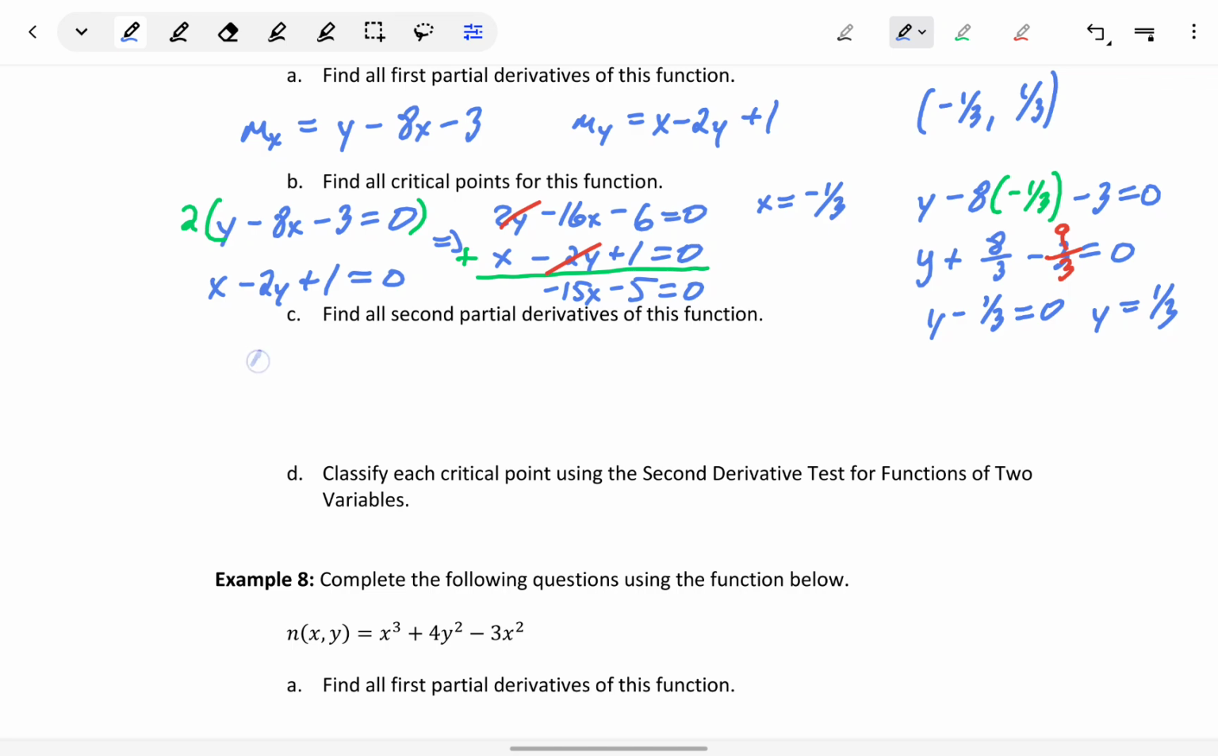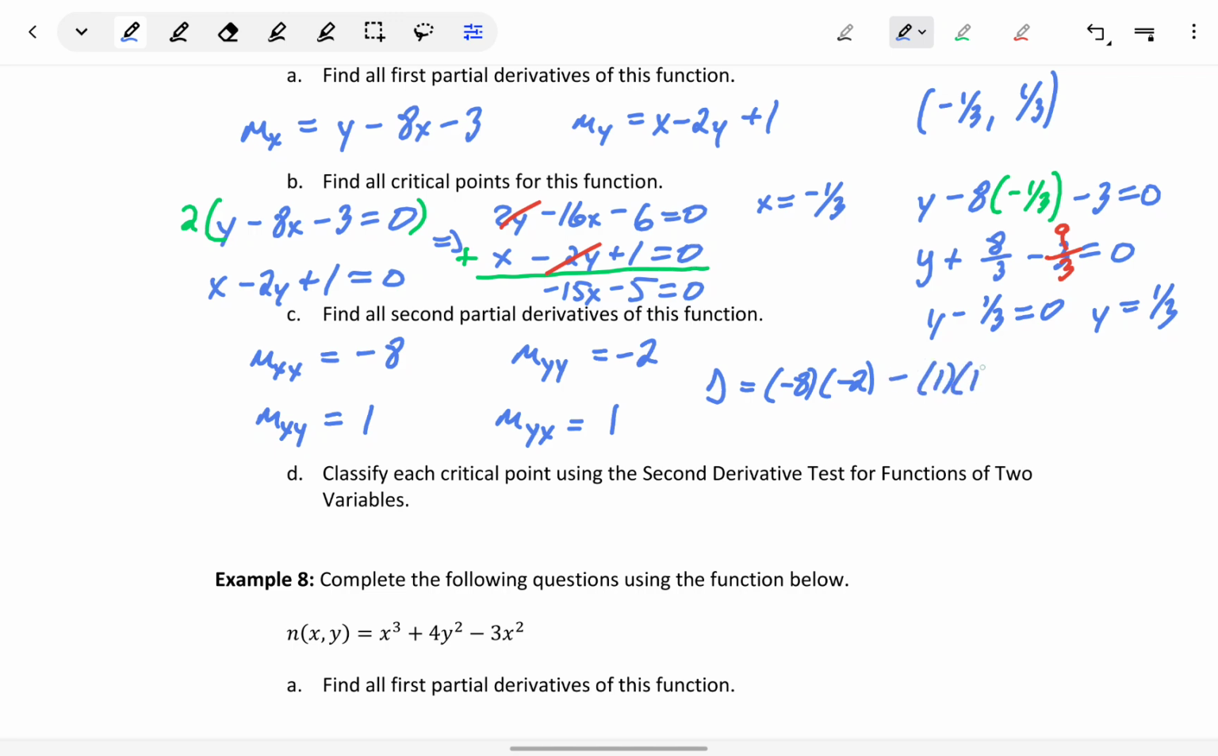First, we'll find each of the second derivatives. m sub xx will be negative 8, m sub xy will be 1, m sub yy will be negative 2, and m sub yx will be 1, meaning d will be equal to negative 8 times negative 2 minus 1 times 1, or 15.